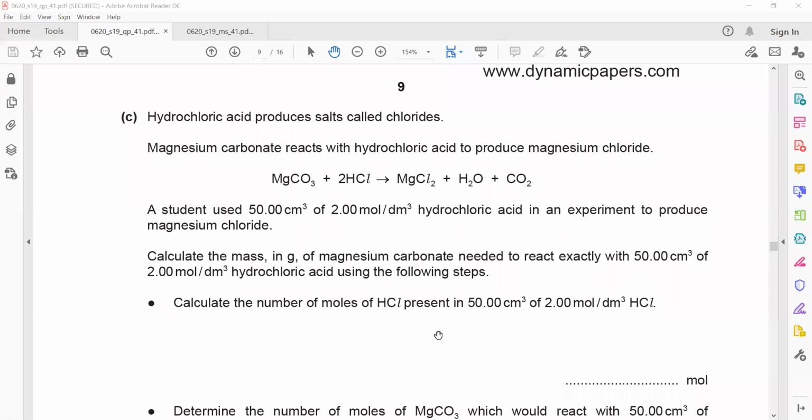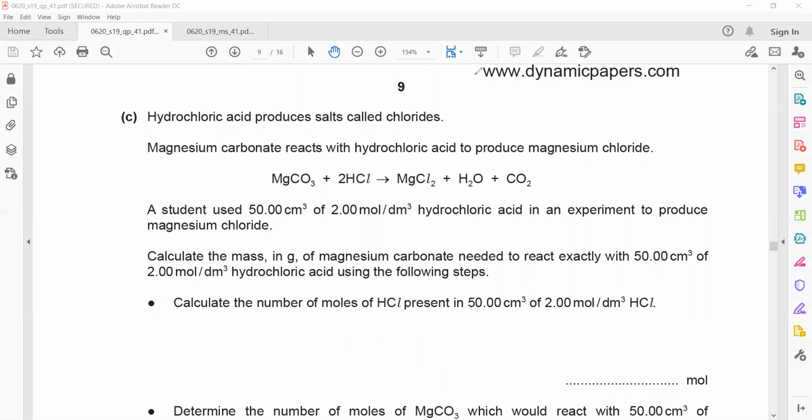Okay, we were discussing part C. So calculating the number of moles present in 50 cm cube of 2 mole per dm cube hydrochloric acid. For solutions, acids, alkalis, or salt solutions, we can use moles equal concentration into volume. So concentration is given 2 and the volume is given 50, but that is in cm cube. So we divide by 1000 to convert into dm cube. So it will be 0.05 into 2, that will be equal to 0.1 mole.